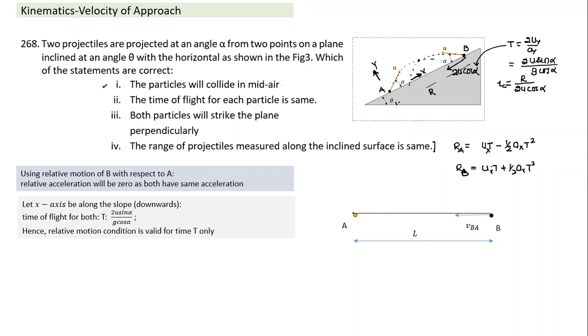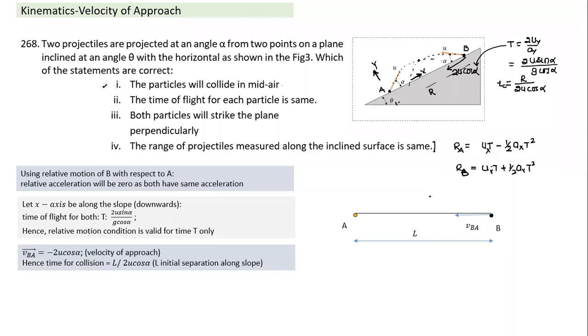Now let's look at the same question. If I take only the x-axis, viewed along the axis, this is how it will appear. This is the separation between them. B will appear to be moving towards A with the velocity VBA, which is equal to 2u cos alpha. That's the velocity of approach. Hence, the time of collision will be this, and L is the initial separation along the same axis. So collision will take place if t is greater than this time. That's the time condition for collision to take place.